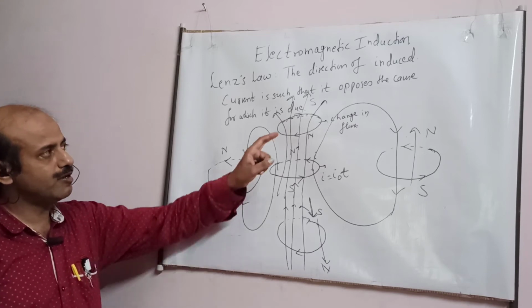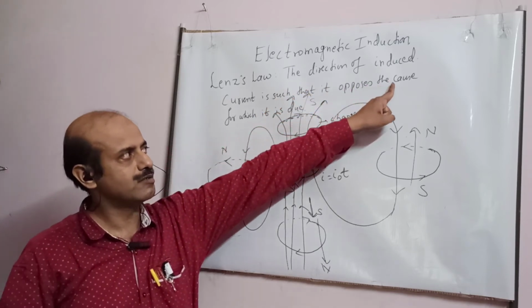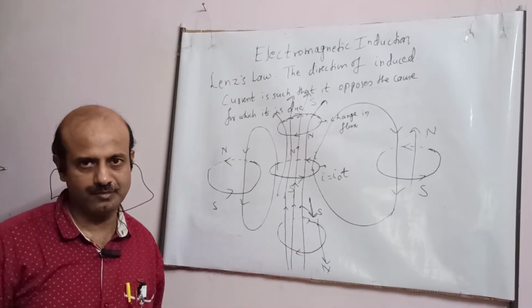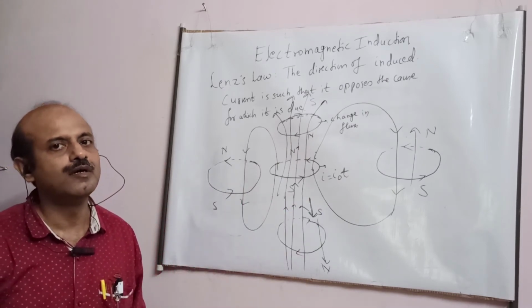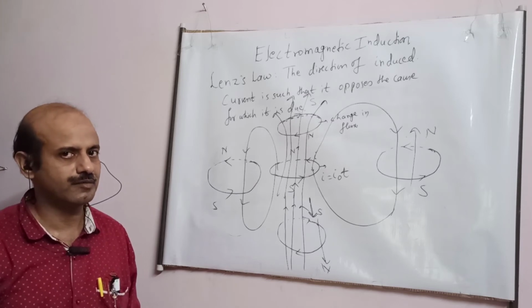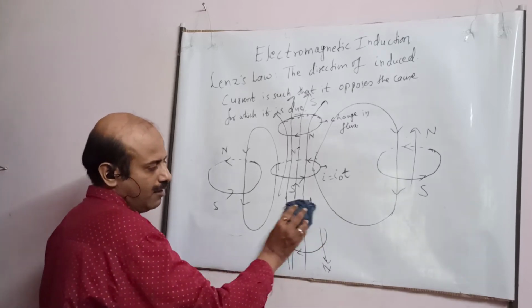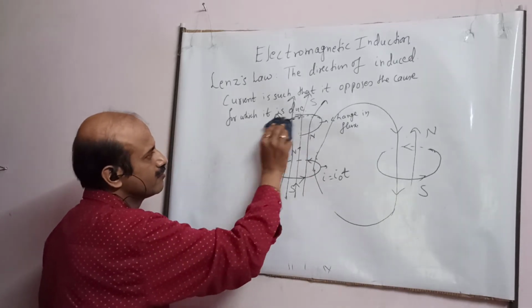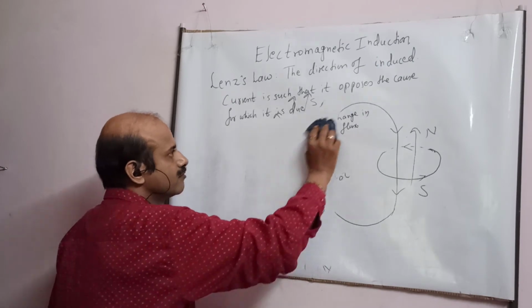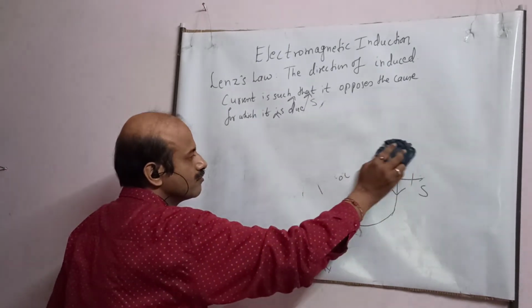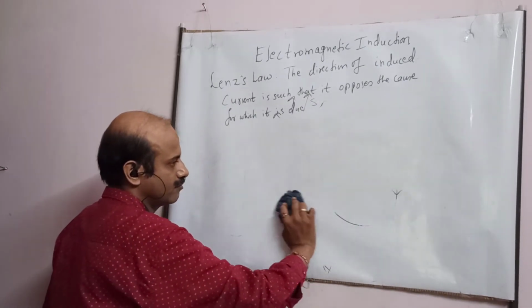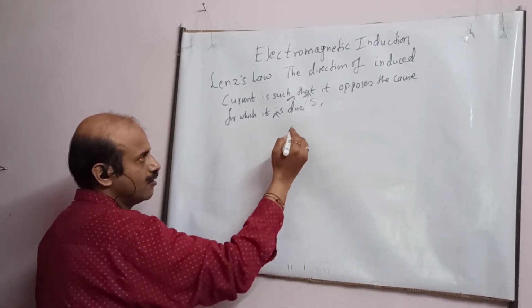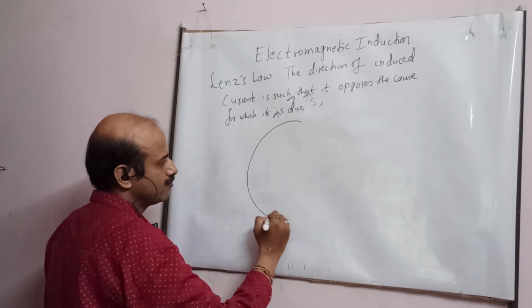The main thing which you have to remember is that it is opposing the cause. How will it oppose? It will produce a magnetic field opposite to the outside field. One way of solving the question is like this, student. Let's solve some more. Now suppose, student, here is a magnetic field.